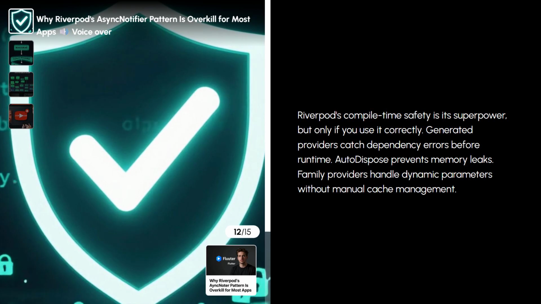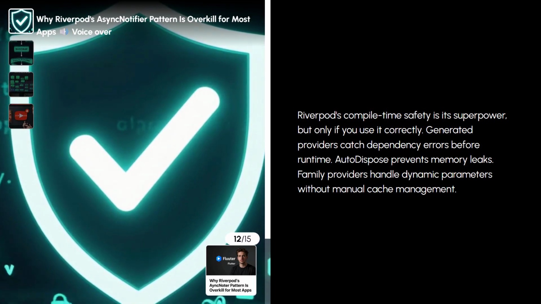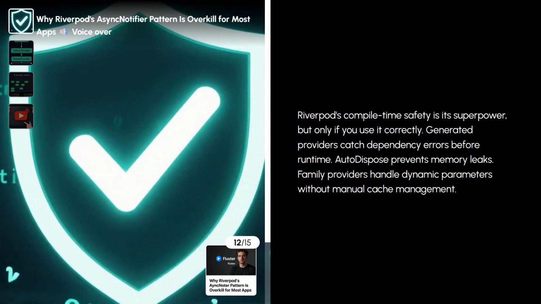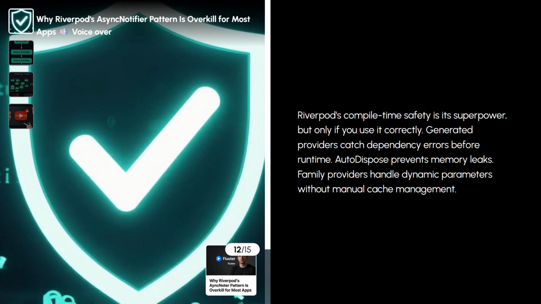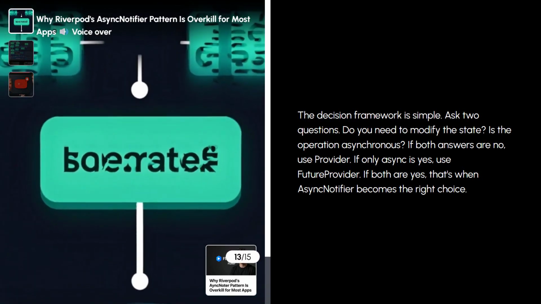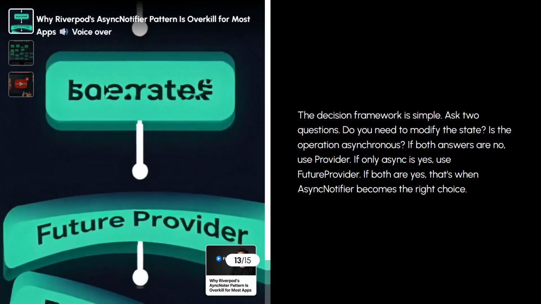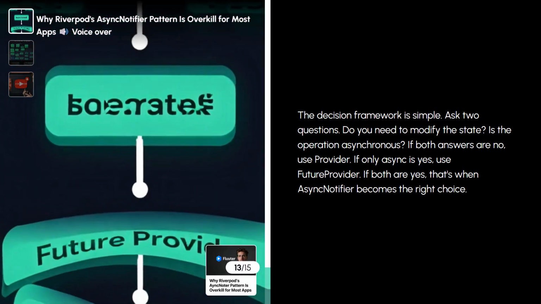Riverpod's compile time safety is its superpower, but only if you use it correctly. Generated providers catch dependency errors before runtime. Auto-dispose prevents memory leaks. The decision framework is simple. Ask 2 questions. Do you need to modify the state? Is the operation asynchronous? If both answers are no, use provider.